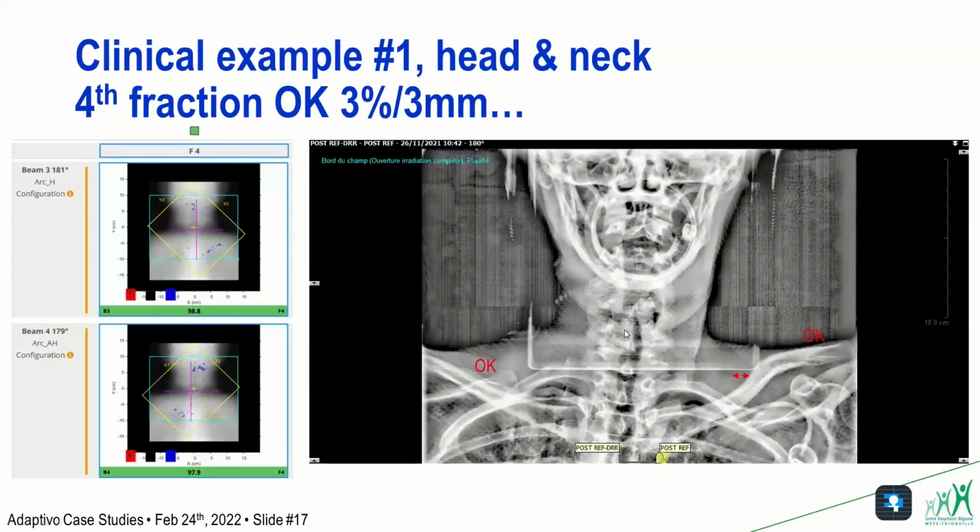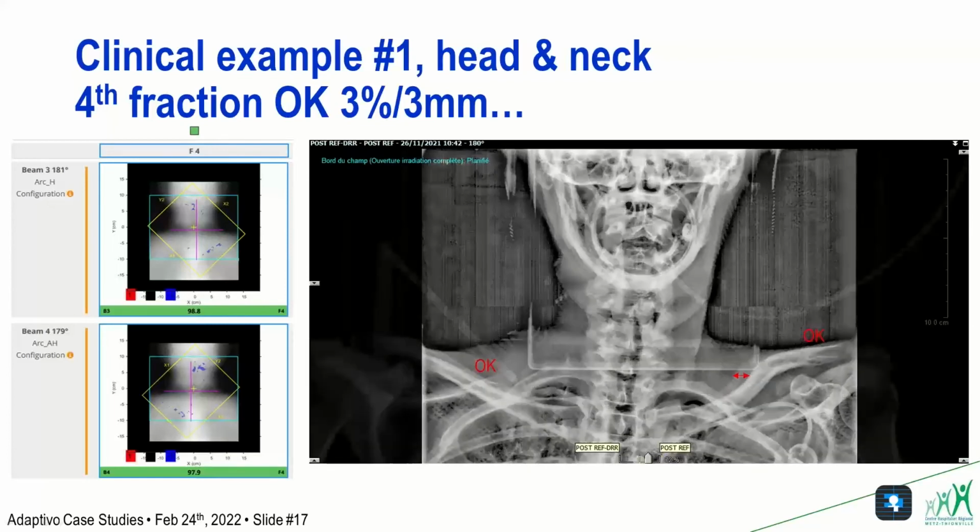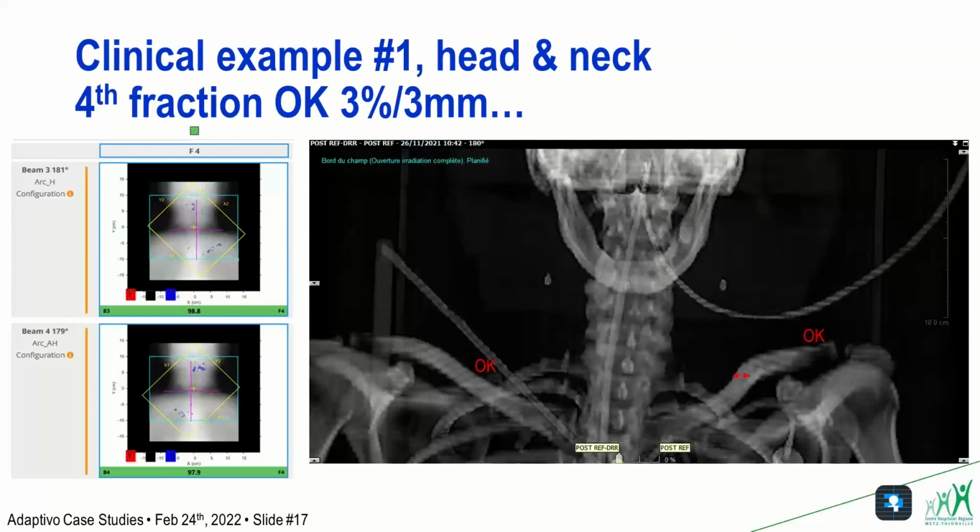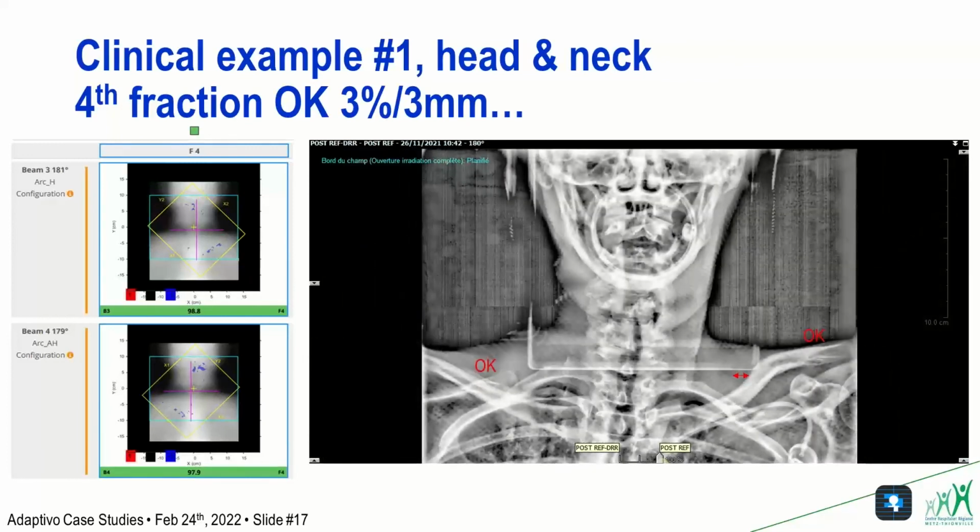So I think that while we were focusing on the spine positioning, perhaps we wouldn't have seen that without the transit dosimetry analysis.